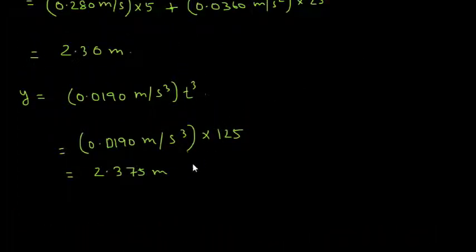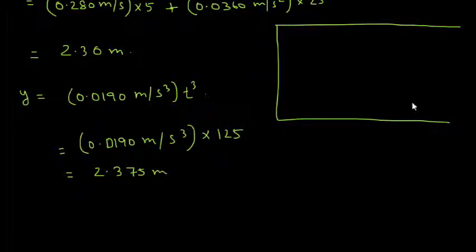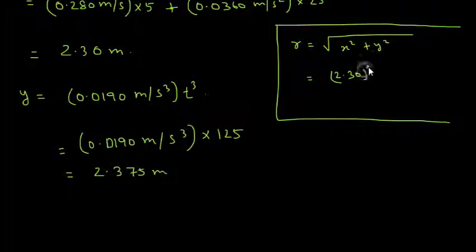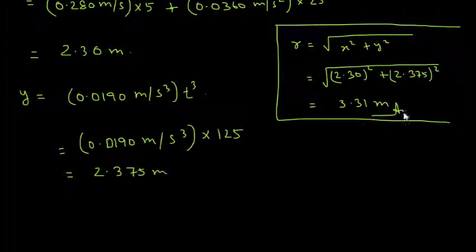Now what we'll do, we'll find a. A is the magnitude. Or write it r, it will be better because it is given as r. r is equal to the square root of x square plus y square. Put the value of x square and y square, that is 2.30 square plus 2.375 square, and under root of it. Upon solving we'll get 3.31 meter. This is the answer.